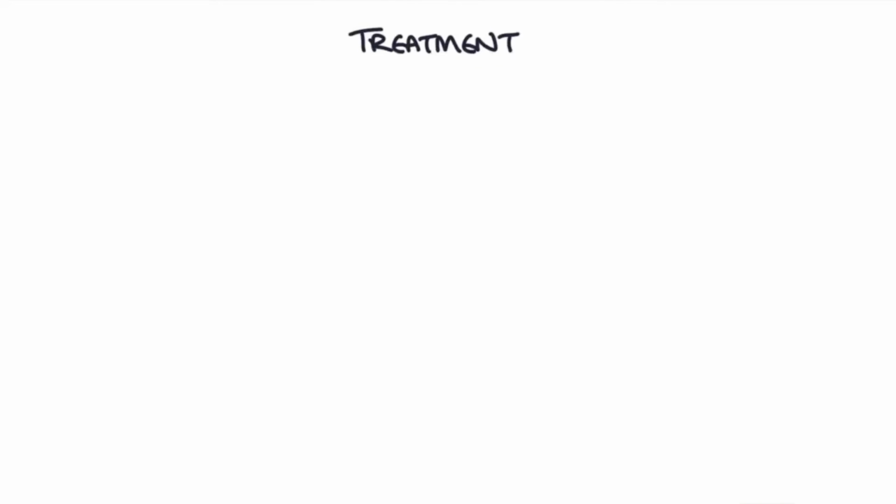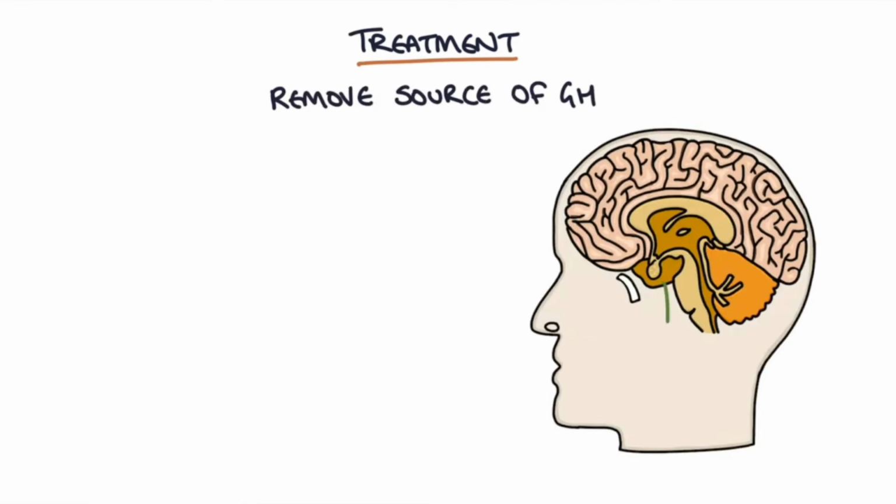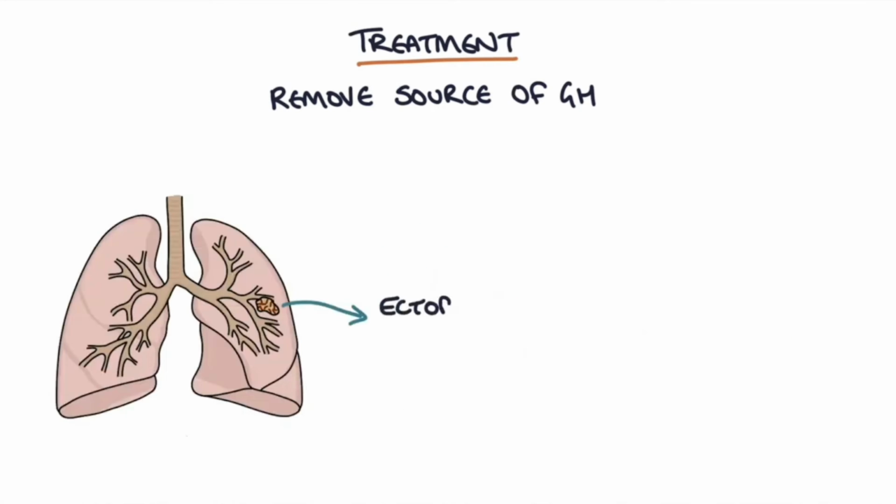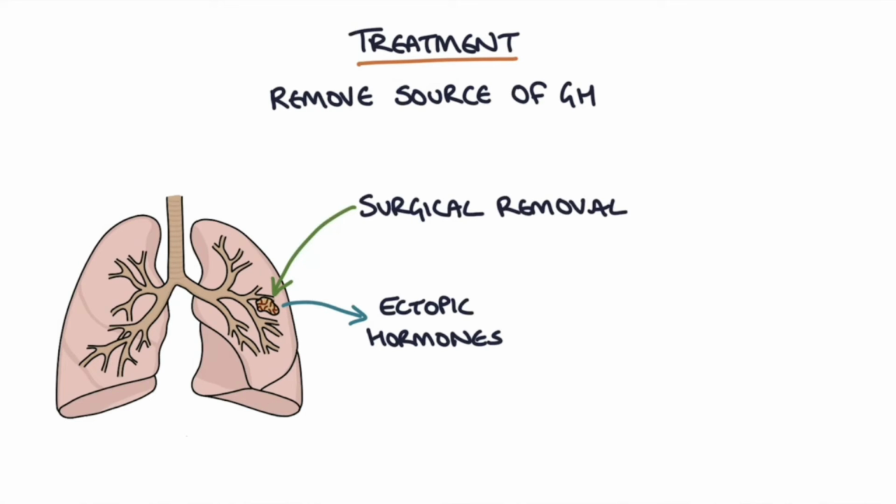How do you treat acromegaly? Well, you need to remove the source of that excessive growth hormone. So if you have a pituitary tumor, you can do an operation where you go transsphenoidally, or through the nose and the sphenoid bone at the front of the face, and surgically remove that pituitary tumor. And that's the definitive treatment for acromegaly in patients who have pituitary adenomas. Where acromegaly is caused by ectopic hormones from, say, a pancreatic or a lung cancer, then surgical removal of those cancers is also an effective treatment.